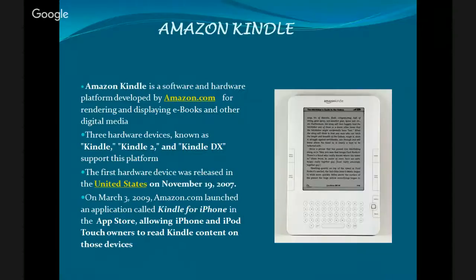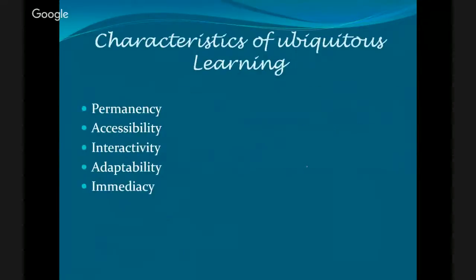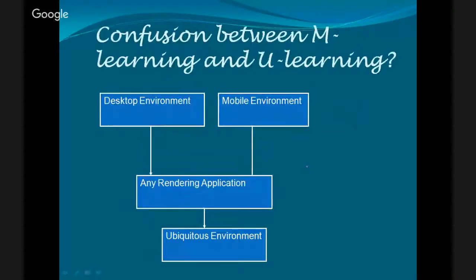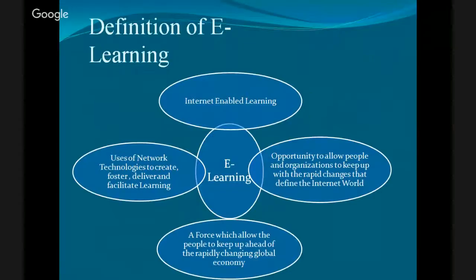So this is just the description. I am skipping that. Basically, there may be confusion between M-learning and U-learning. Mobile learning only gives you learning in the mobile environment, but U-learning, ubiquitous learning, is the combination of the desktop as well as the mobile environment. That is the basic difference between mobile learning and U-learning.